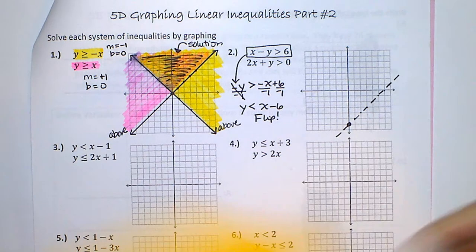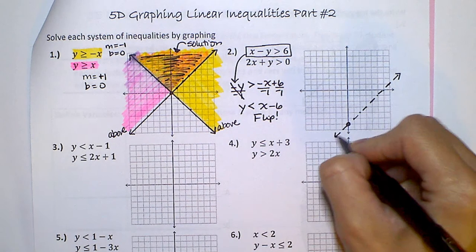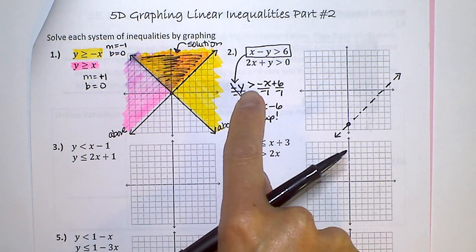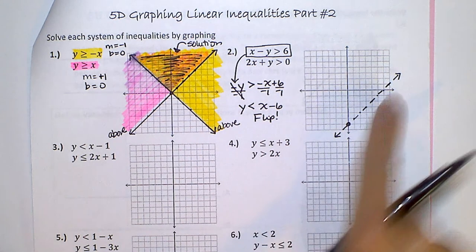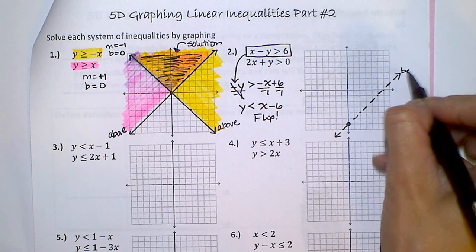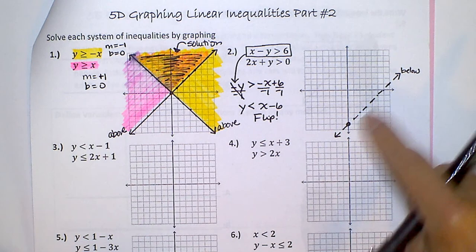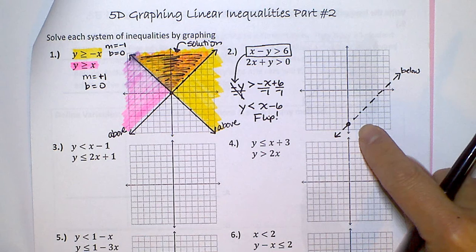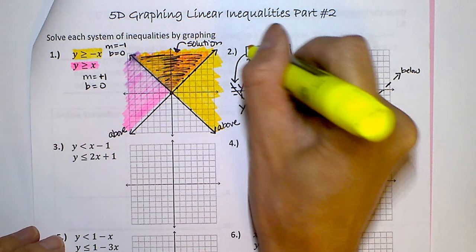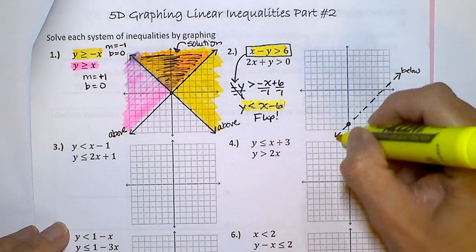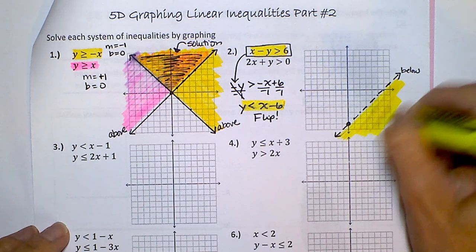And I want to shade everything below. Now if you shade everything above, it's because you forgot to flip your sign. So let's shade everything below, and I'm actually going to write the word below. If you're just using a pencil, you might want to wait to shade. If you're using two different colors, then you could go ahead and highlight everything below this line with one color.